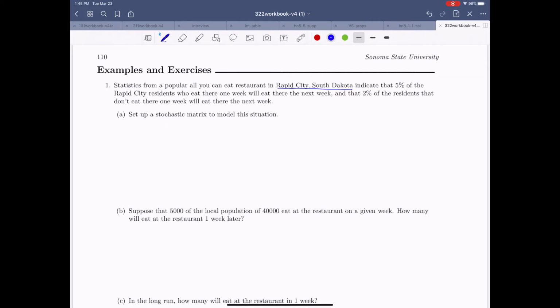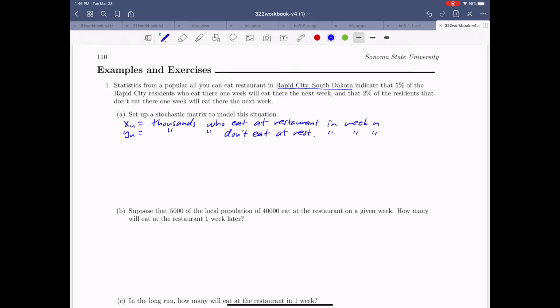Okay, so we can maybe start by giving names to the number of people in each state here. So how about if we call X_N the thousands of people who eat at the restaurant in week N? We'll work in thousands just because that'll make the numbers a little bit more convenient. And then Y_N will be the thousands who don't eat at the restaurant in week N.